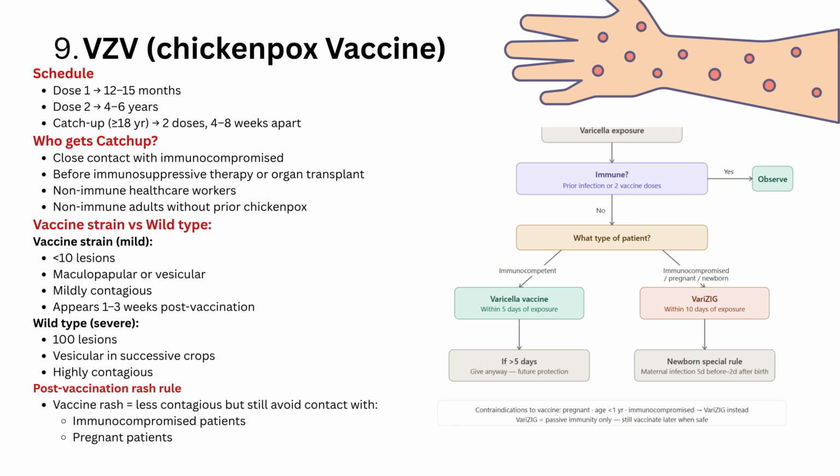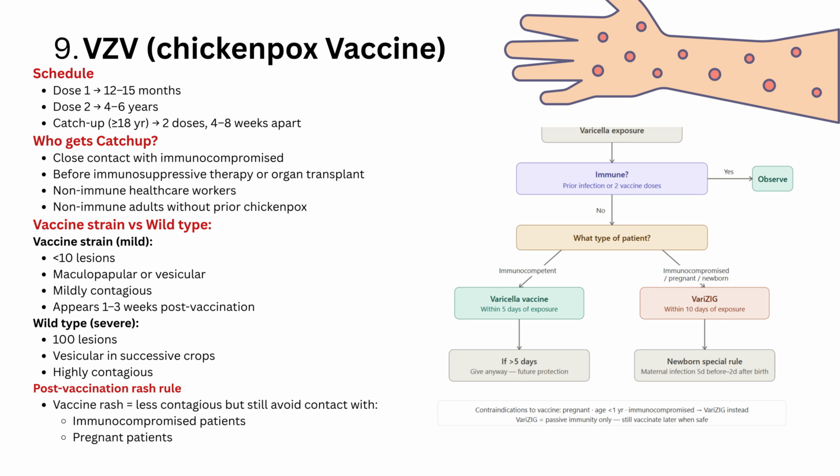Now let's go through post-exposure management step by step. First, someone is exposed to varicella. The first question you ask is whether the person is immune. This means they either have a documented history of prior infection or have received 2 doses of the vaccine. If the answer is yes, then the person is immune, and no further action is needed. If the answer is no, then the person is susceptible.